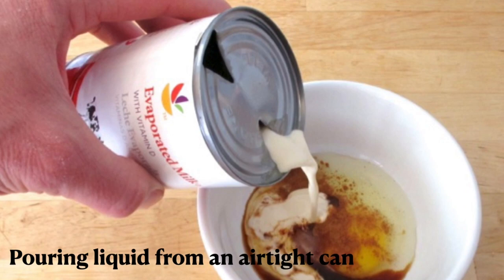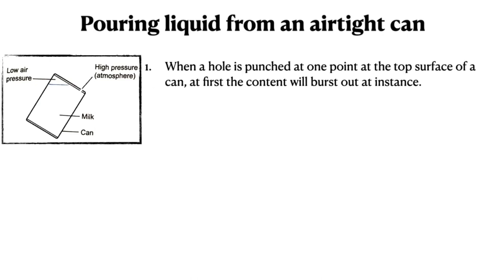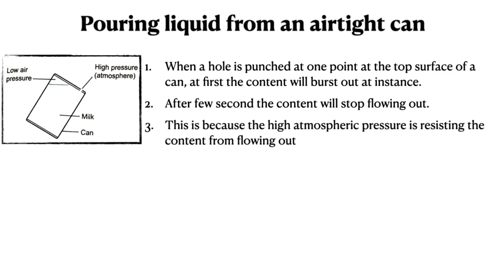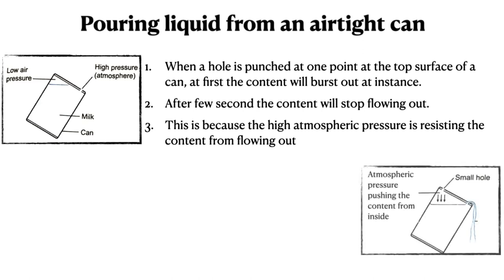Next pressure application is pouring liquid from an airtight can. When a hole is punched at one point on the top surface of a can, the content bursts out instantly at first. After a few seconds, the content will stop flowing out. This is because the high atmospheric pressure is resisting the content from flowing out.